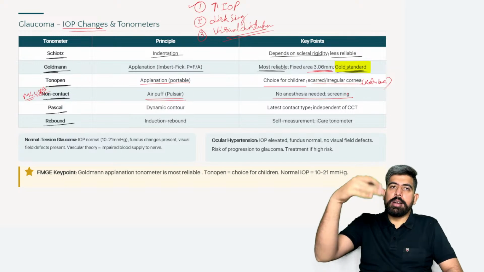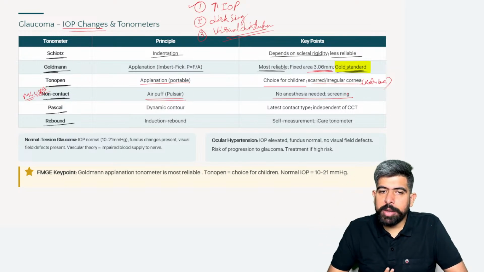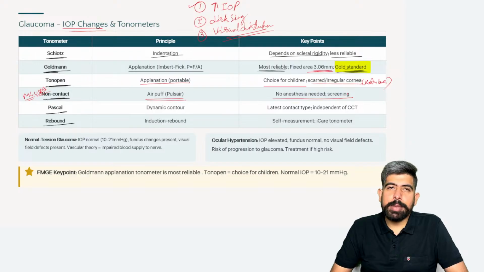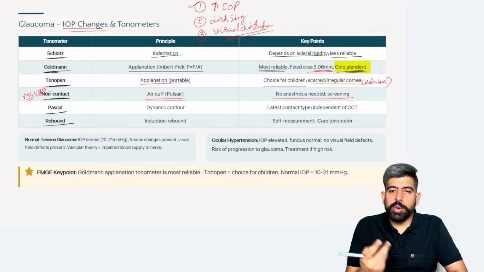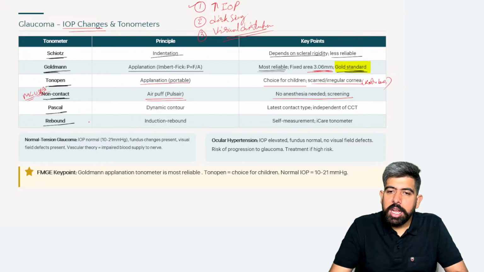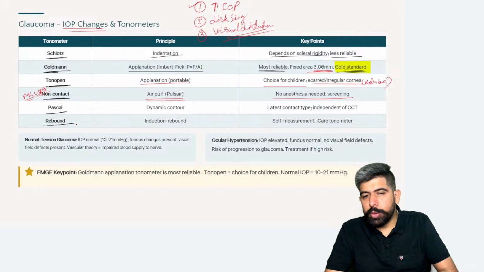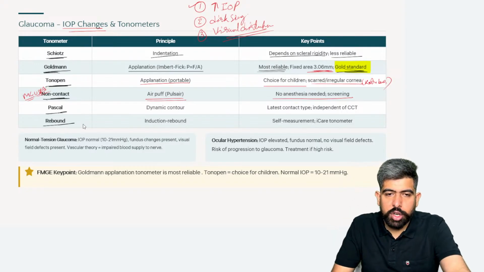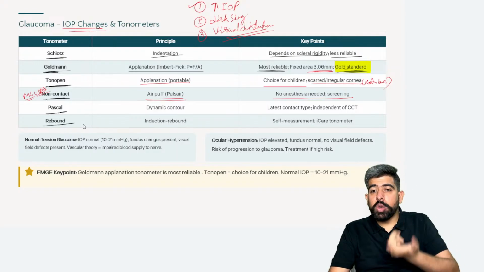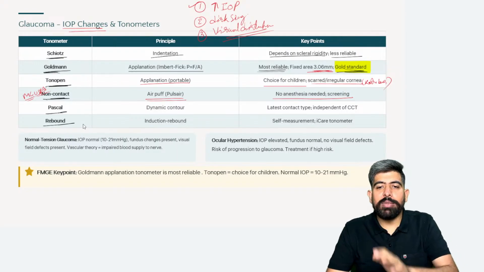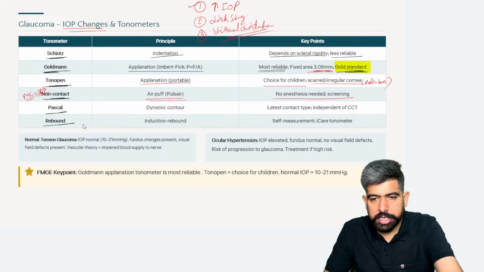In the rest of them, the Schiotz, the Goldmann, the Tonopen, we need the anesthesia because we have to touch this instrument on the patient's cornea. So when we touch the patient, the patient gets irritability, right? So that's why we are giving the anesthesia eye drop, in the topical form. But in this non-contact method, we don't have to use any anesthesia in this condition.